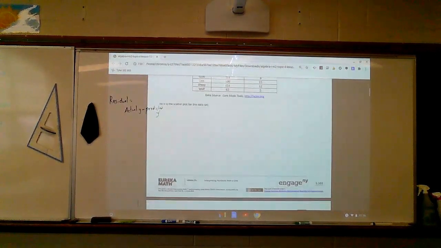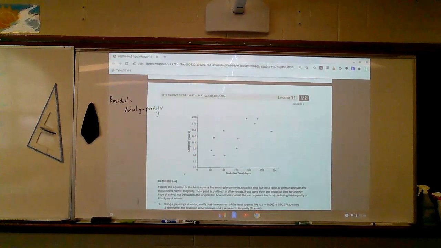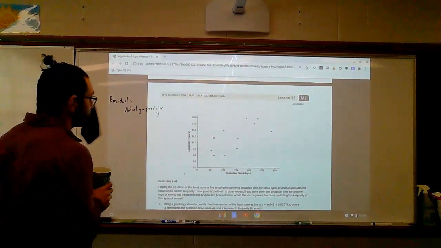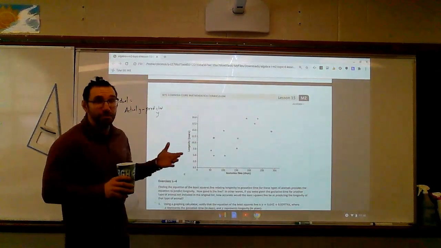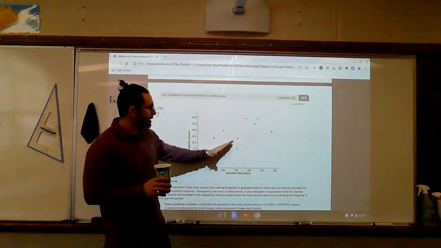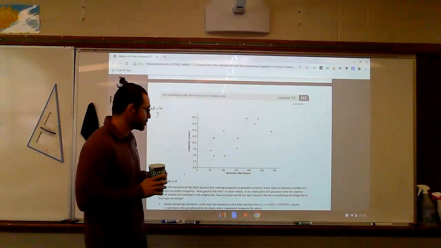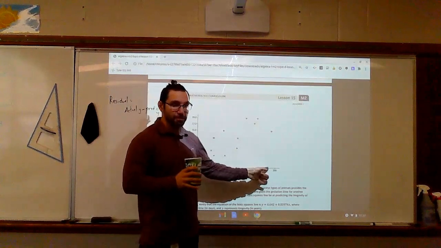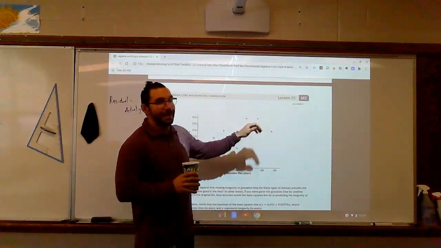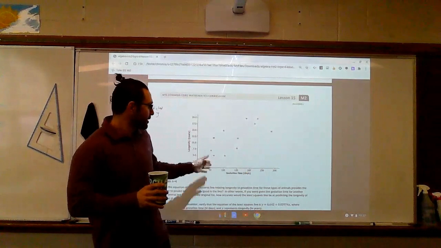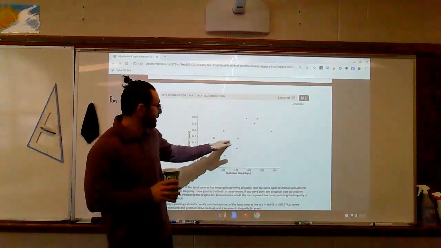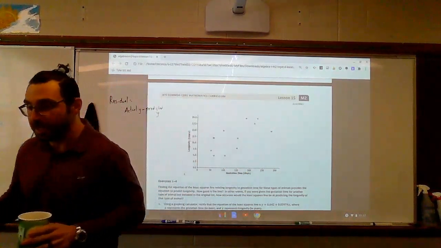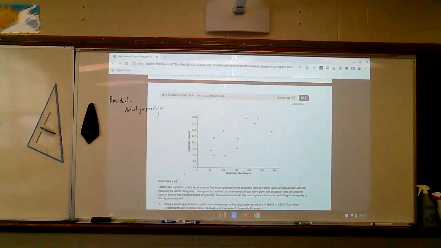We are able to make a scatter plot. There it is. Does there appear to be a relationship here? I would venture a guess and say yes, there is a positive relationship. The longer the gestation period, the longer that animal lives. So it's positive. Could it be linear? I would again say yes. There is a positive linear relationship happening.